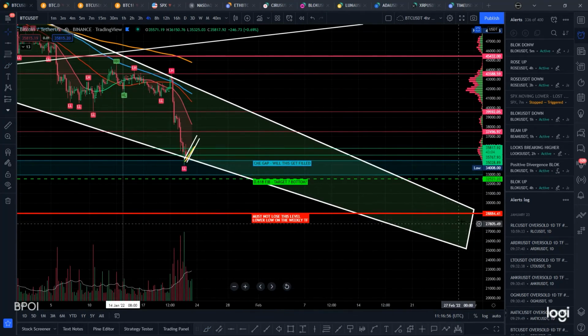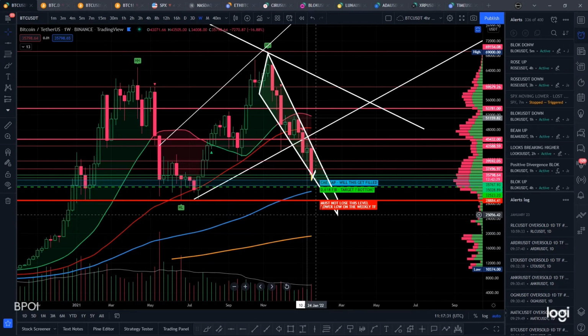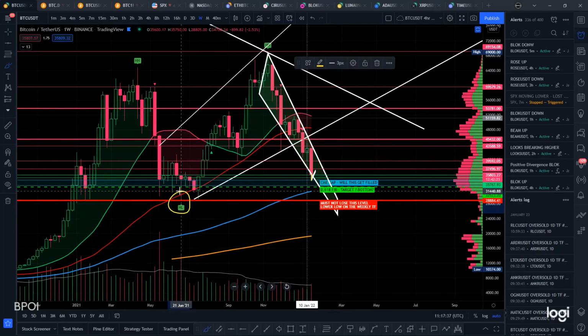Okay, this level here, 28,884, I alluded to this in yesterday's video. We don't want to be losing that level. That is a lower low on the weekly time frame. Okay, let me just try and bring that into shot. So just on the weekly here, we can see, okay, must not lose this level, lower low right here, weekly time frame.